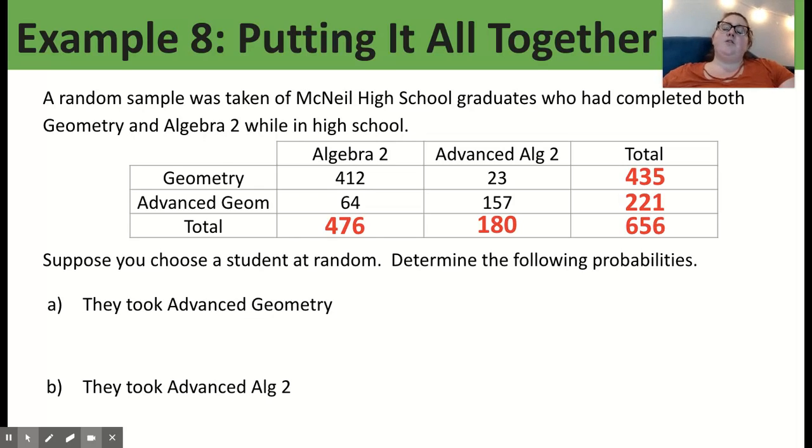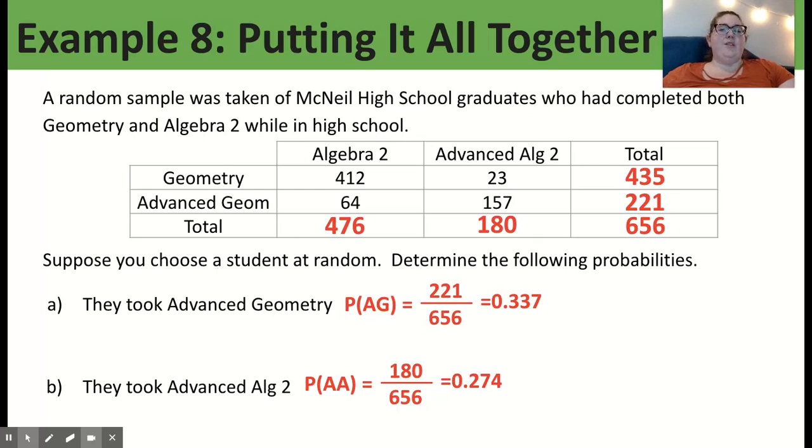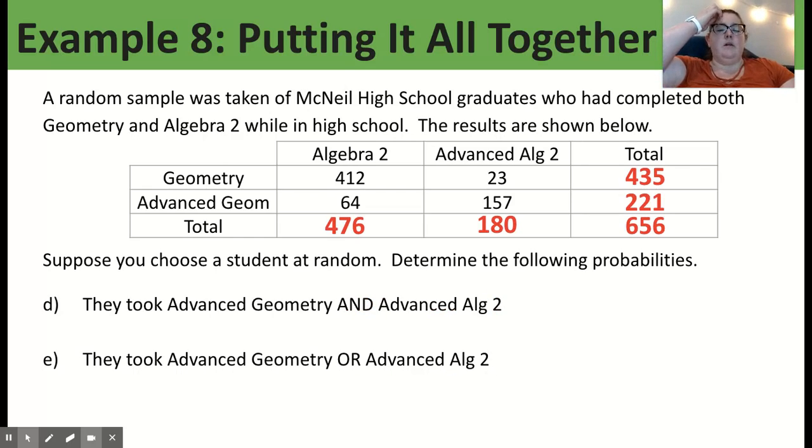So suppose we choose a student at random. Part A, what is the probability that that student took advanced geometry? The total, we have 221 people out of 656 who took advanced geometry. So 221 out of 656 is 0.337. B, what's the probability that they took advanced algebra 2? Total, I have 180 who took advanced algebra 2 out of 656 total. Comes out to 0.274.